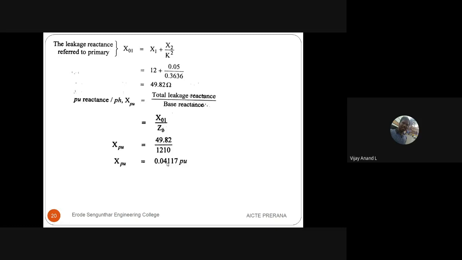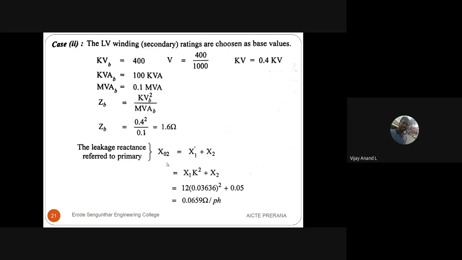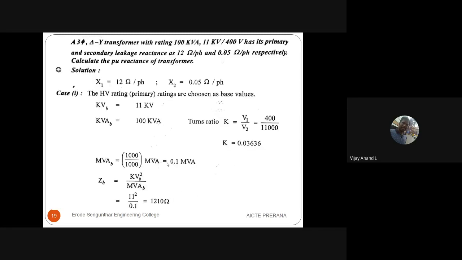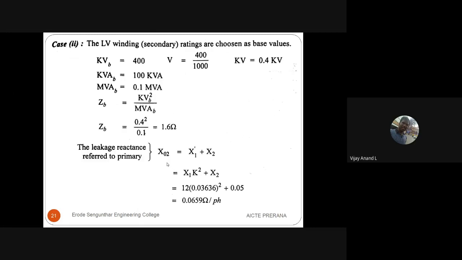In case one, the high voltage rating, that is the primary rating, is chosen as base value. Whereas in case two, the low voltage side, that is the secondary rating, is chosen as base value. So we just have to reverse the value. That is all. KVB is equal to 400 and kVA is equal to 100. There will be no change in kVA. Only KVB will change. On the primary side we considered 11, whereas on the secondary side we have to consider 400.